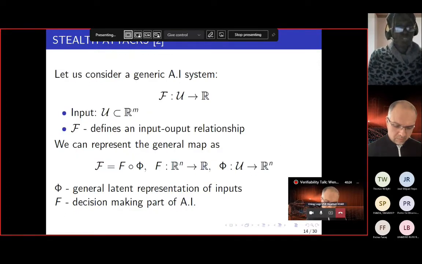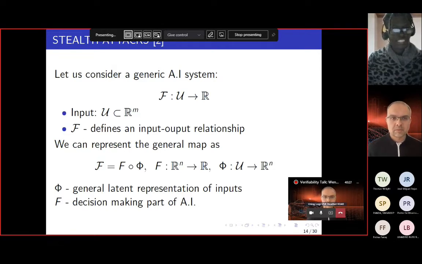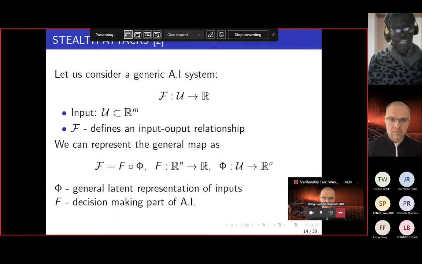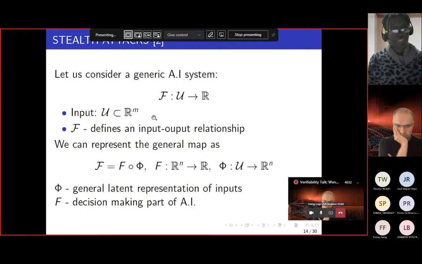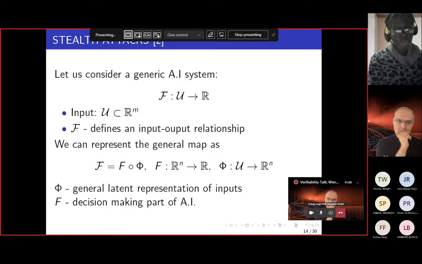So we'll just go through some formal notation. Suppose I have a generic AI system, and the following map defines an input-output relationship between some part of a deep neural network or an entire deep neural network. This map is able to give some desired output in response to some input that is a subset of the m-dimensional real space. Without loss of generality, we can represent the general map as the composition of two maps: one map dealing with the decision-making part of the AI system, and another map dealing with the general latent representation of the inputs.